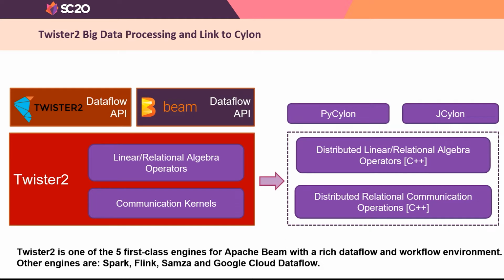Twister2 was designed to bridge the gap between big data systems and data analytics systems. First-class integration with industry data flow systems like Apache Beam was one of our key goals. Apache Beam supports major big data frameworks such as Apache Spark and Apache Flink, and Twister2 recently joined the family.